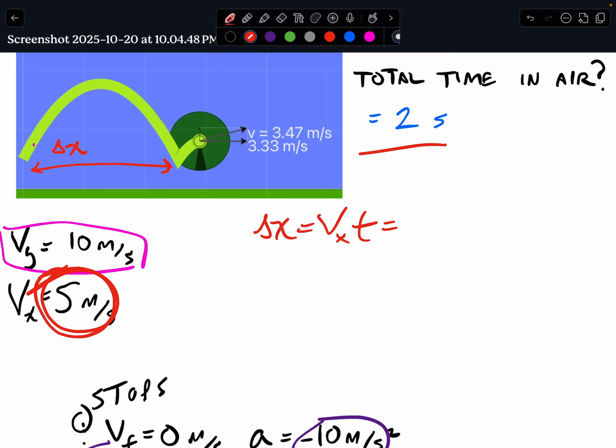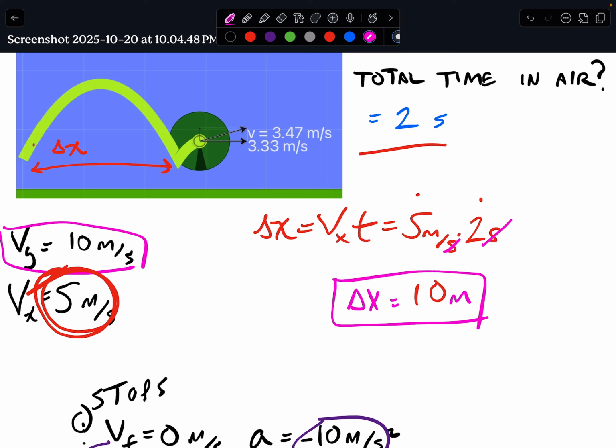So this is going to be 5 meters per second times 2 seconds. So in number land, 5 times 2 is 10. And then in dimension land, this seconds cancels this one here, so the units are meters. And there you go. We found the total time in the air, and then we used that time to find the total horizontal distance it ends up until it lands again. All these problems are going to work exactly the same way.